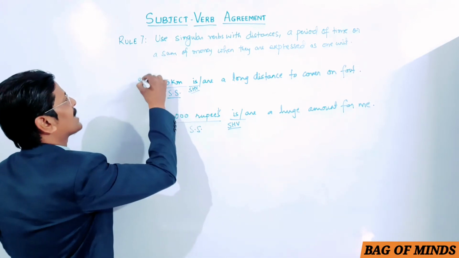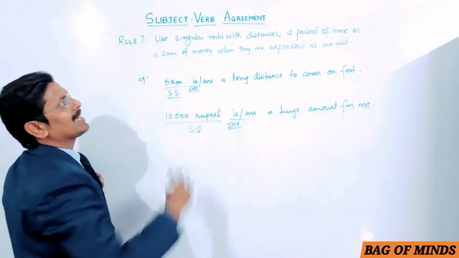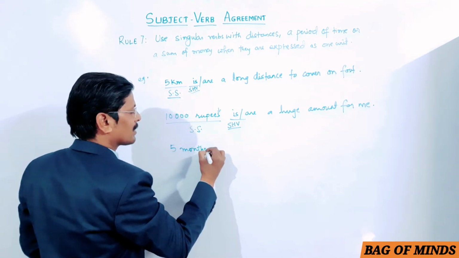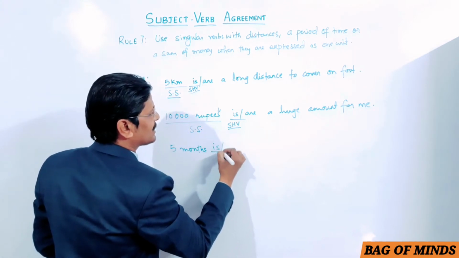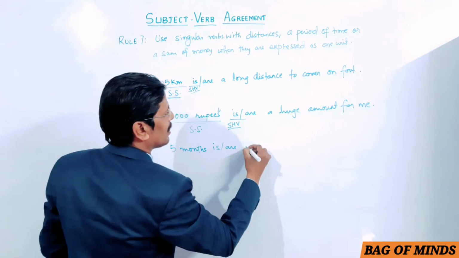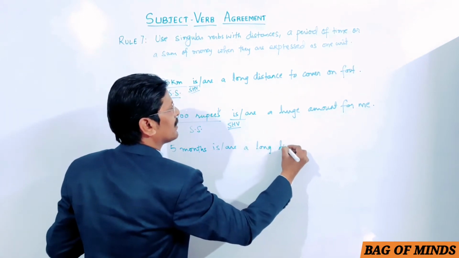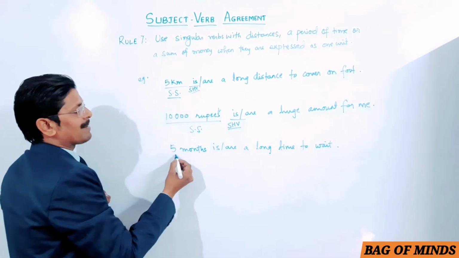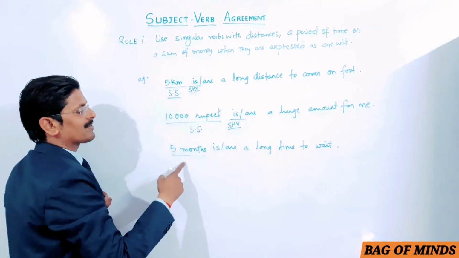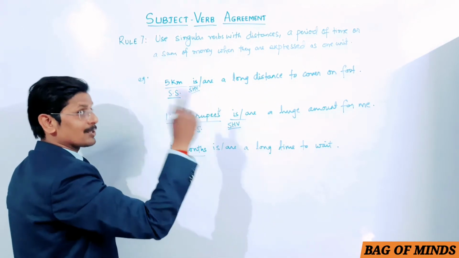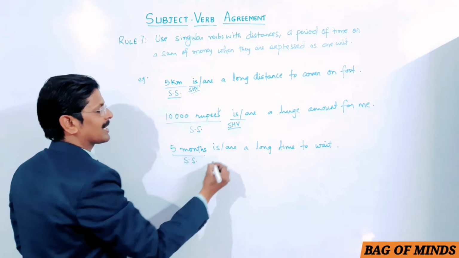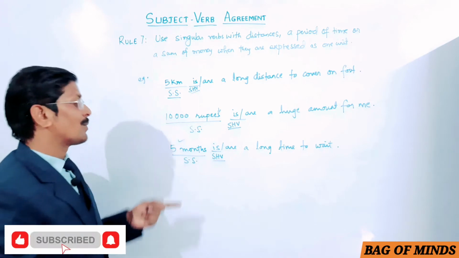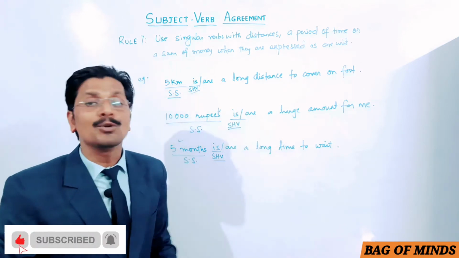Let's take another example to make things clear for you. Let's take the example of a period of time. Let's say 5 months. Here again, is or are a long time to wait. So here 5 months is again expressed as a period of time and it is considered one unit, so this will be my singular subject, and with a singular subject I will use a singular helping verb. So the right answer will be: 5 months is a long time to wait.